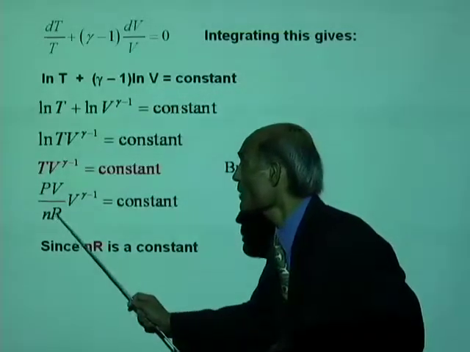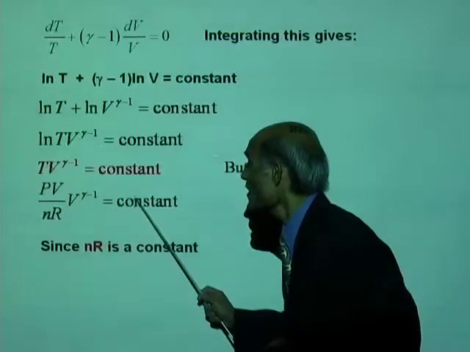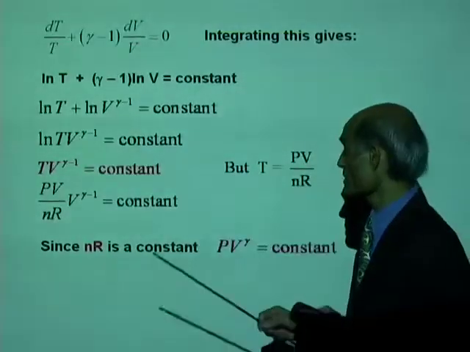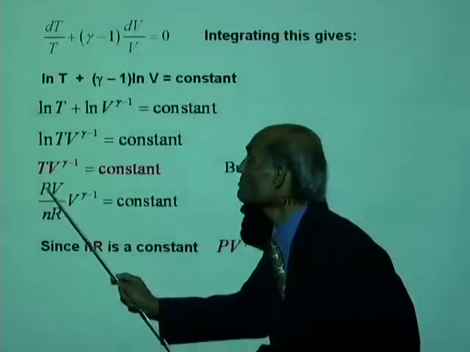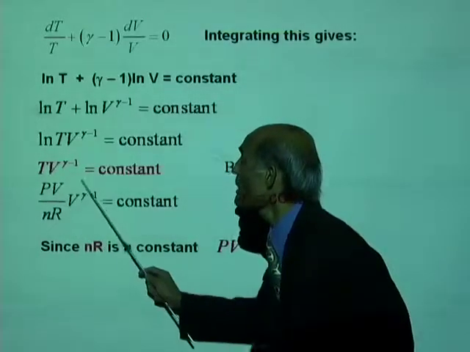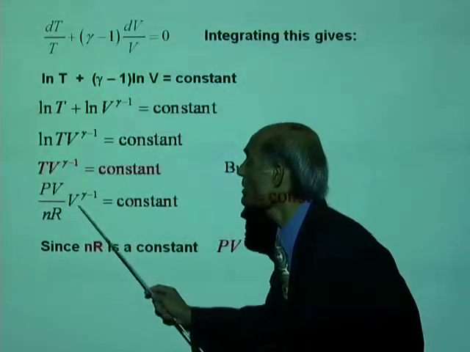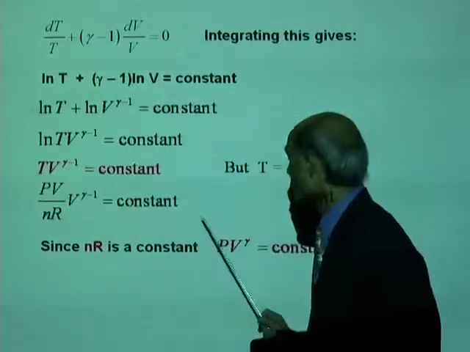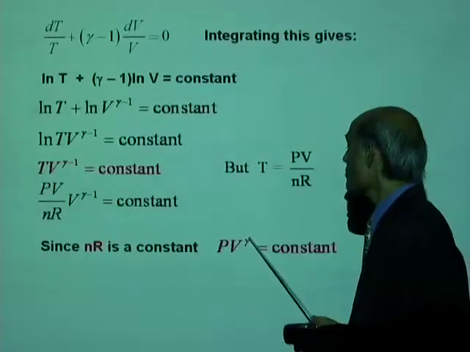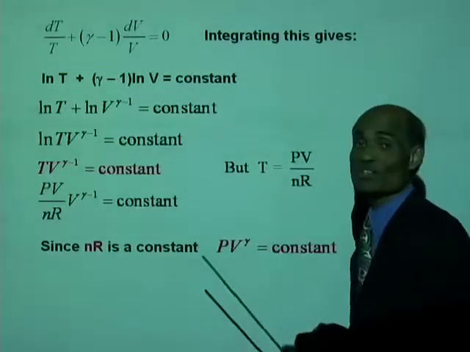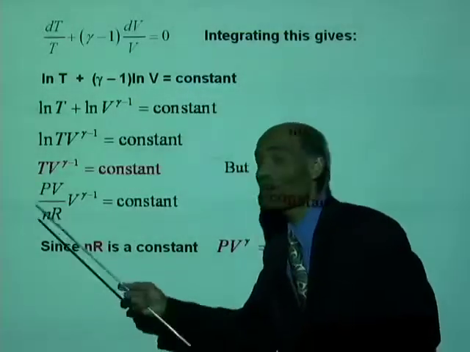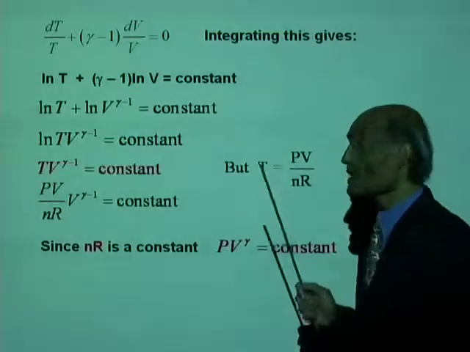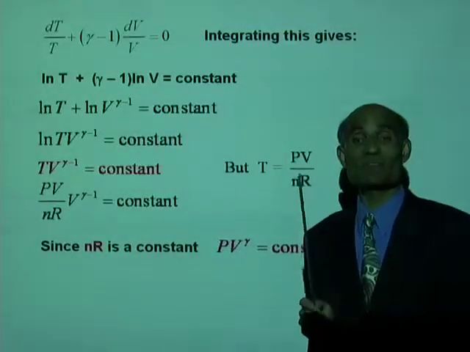So we can now multiply this nR with a constant, which will still be a constant. That means we get PV to the power of gamma. You see, V times V to the gamma minus 1 is V to the gamma. We get PV to the power of gamma is a constant. Why? Because nR is a constant. Now, this is the second equation for adiabatic process.